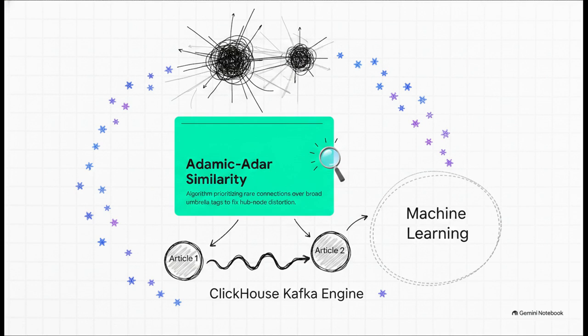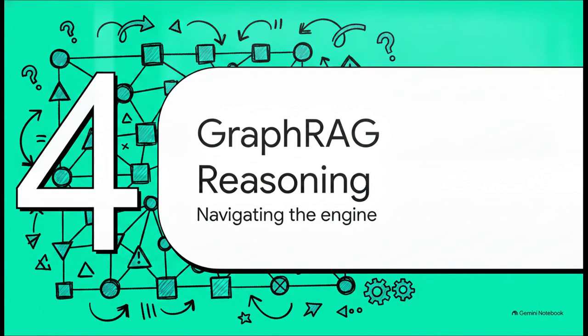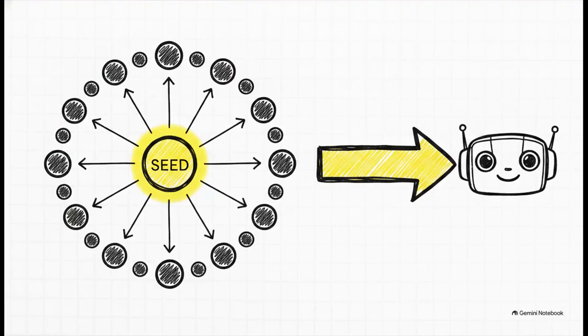But if they only share a broad umbrella tag, that weight drops to near 0. This ensures the connections in the graph are highly confident and, most importantly, actually useful. All right, Section 4, the GraphRAG reasoning engine. Now that we have our graph, how do we navigate it? So how does this theoretical map become a functioning engine?